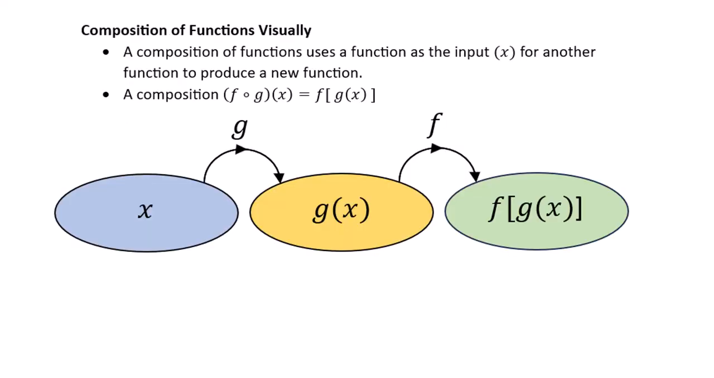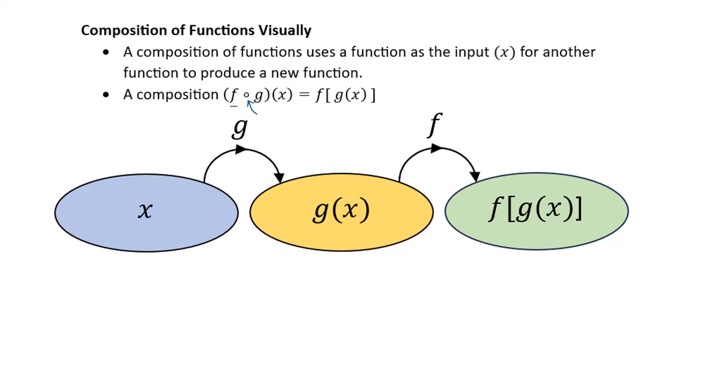Now we're at compositions. Let's take a look at compositions of functions visually first. A composition of functions uses an output of one function as the input, or the x, for another function to produce a new function. A composition of f composed of, this is your symbol for composed of, g of x is equal to f of g of x.